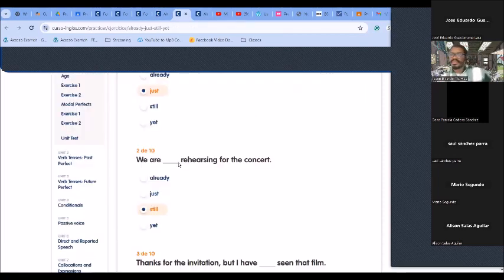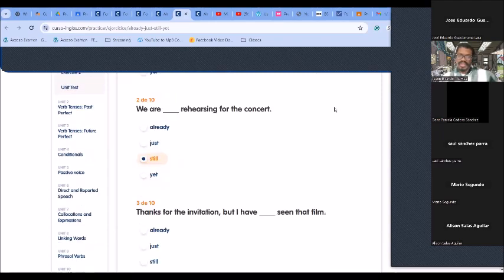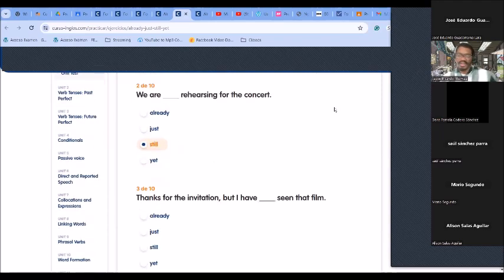One more time. We are still rehearsing for the concert. Rehearsing. One more time. Rehearsing.